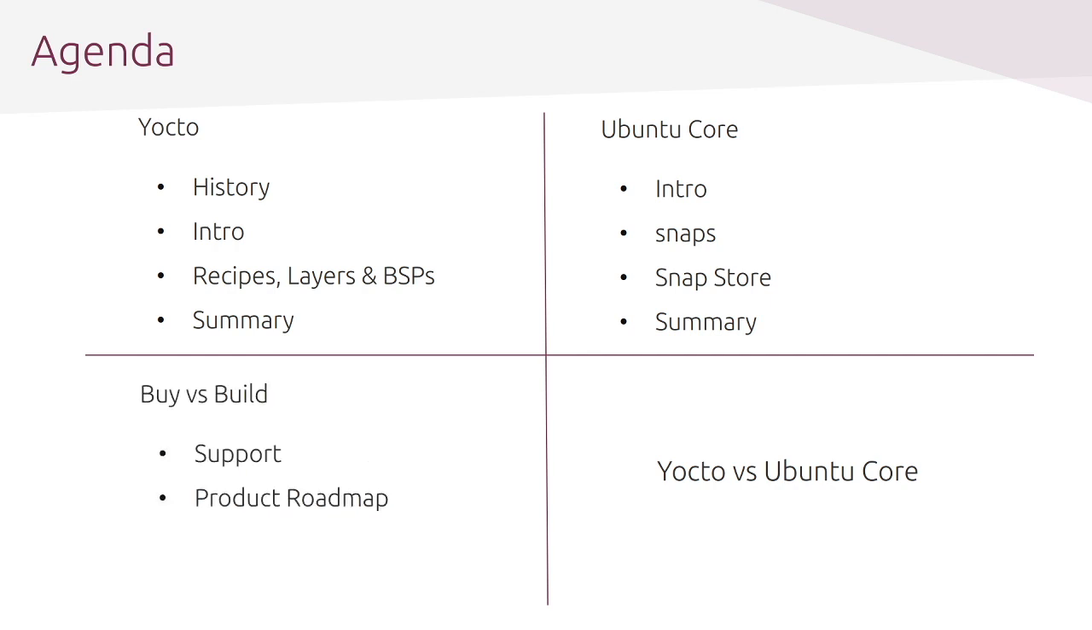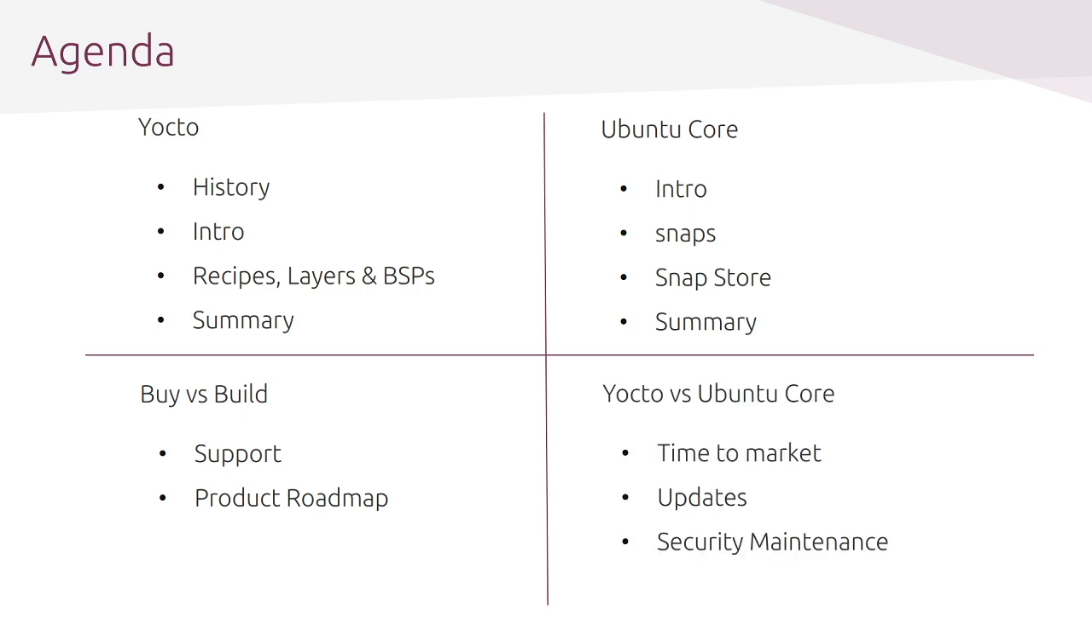Then, before going deeply into a comparison between Yocto and Ubuntu Core, I want to set the stage and provide some context for that comparison by looking at the commercial versus roll your own debate around embedded Linux. Should you make it yourself? Should you buy it? And what are the main considerations going into that decision?